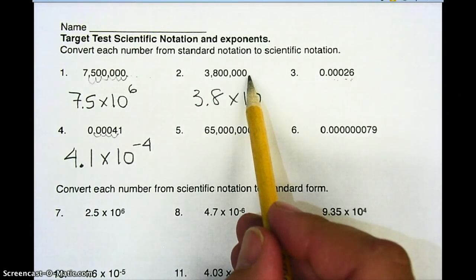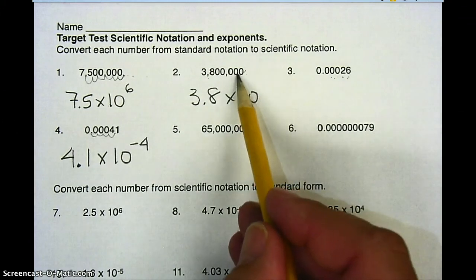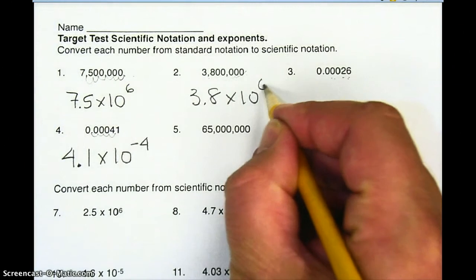And since this is a big number, my exponent is going to be a positive number. So it's got to go 1, 2, 3, 4, 5, 6. So it's 3.8 times 10 to the 6th power.